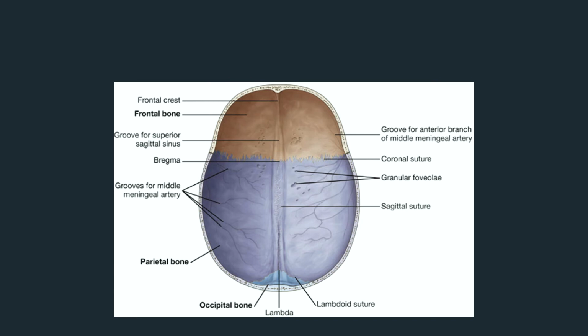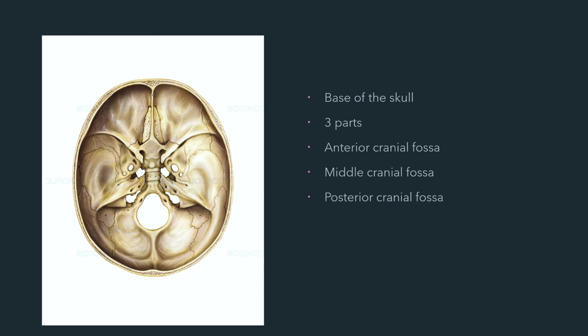And this is the roof of the cranial bone, as you can see, formed mostly by the frontal bone, the parietal bones, the occipital bone, and part of the temporal bone. And you can see grooves for the arteries, and you can see the sutures. But the most interesting part is the base of the skull, and we will divide the discussion on this base into three parts. First is the anterior cranial fossa, the middle cranial fossa, and the posterior cranial fossa.